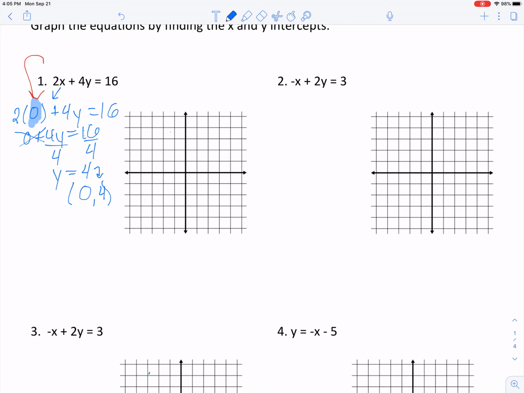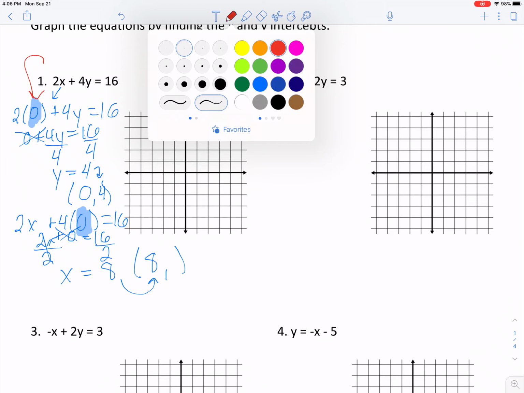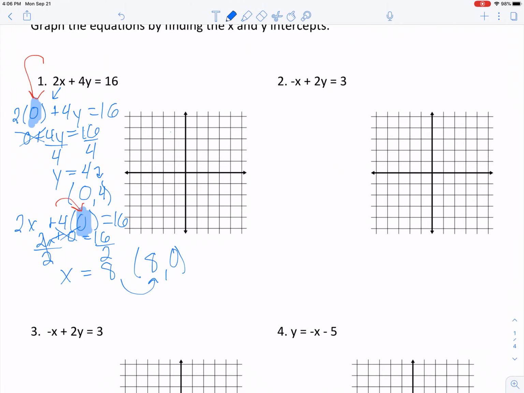Okay, so then I'm going to do the same thing, but flip it the other way. I'm going to plug in 0 for the other variable. So 2 times x plus 4 times 0. Notice I plugged in 0 for y this time. Now let's solve. 4 times 0 is 0, so that's going to pretty much just cancel, which leaves me with 2x equals 16. To get rid of the 2, I'm going to use division to give me x equals 8. So again, my point is x, y: x equals 8, and I plugged in 0 for y, so y is 0. Those are your 2 points.